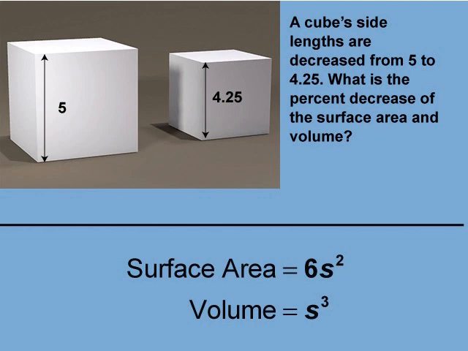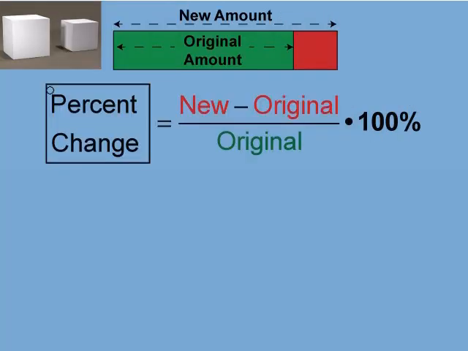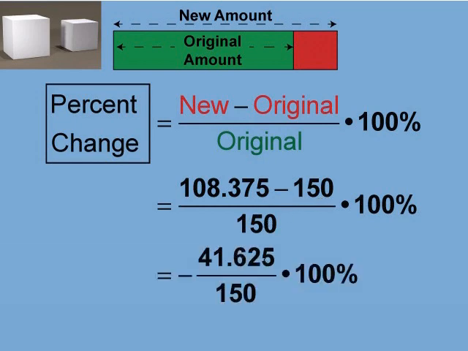Here are the values for the surface area for each cube. We take those values and plug them into the percent change formula. This is the new value. This is the original value. And the denominator also has the original value. This is the fractional amount, which simplifies to negative 27.75%.